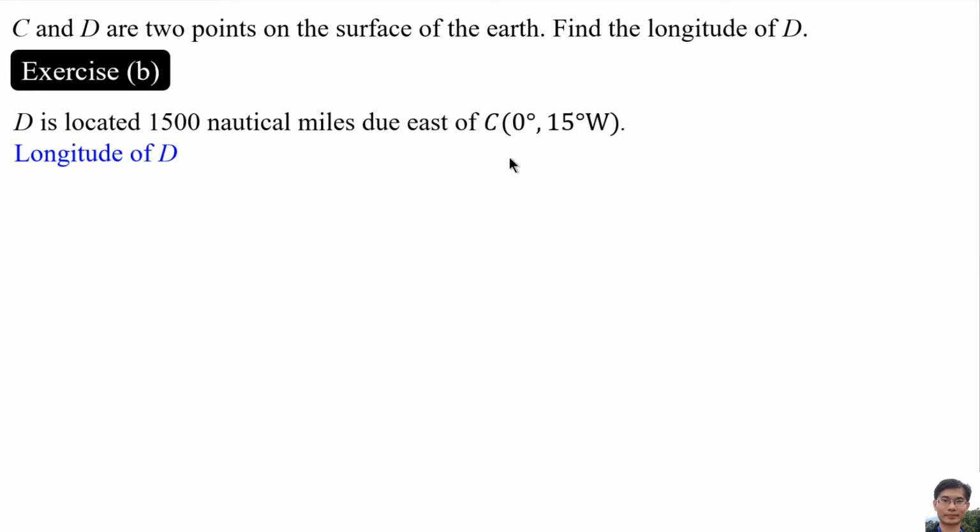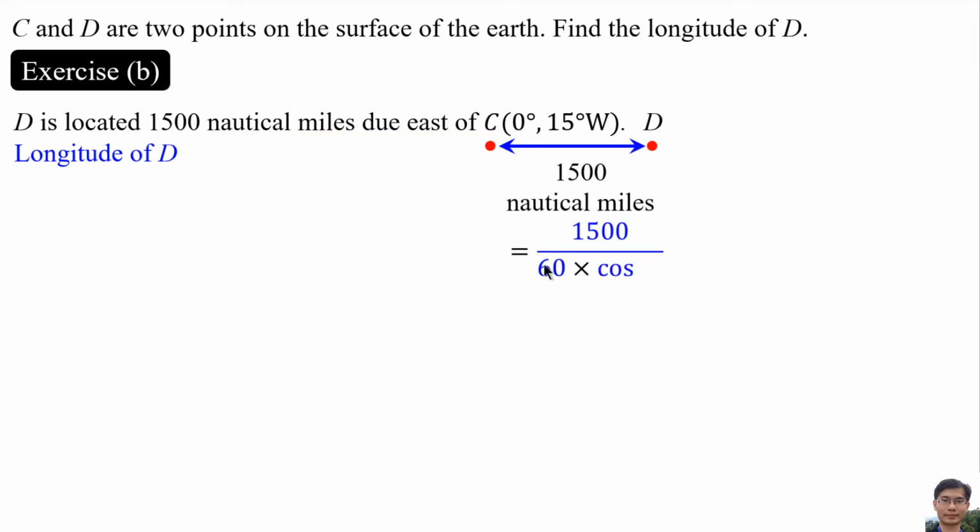Exercise B. The east of C is D. So let's say this is point C. So east of C is D. Distance CD is 1500 nautical miles. Change it to angle. Divided by 60 times cos latitude, cos 0 degree, and we get 25 degrees.